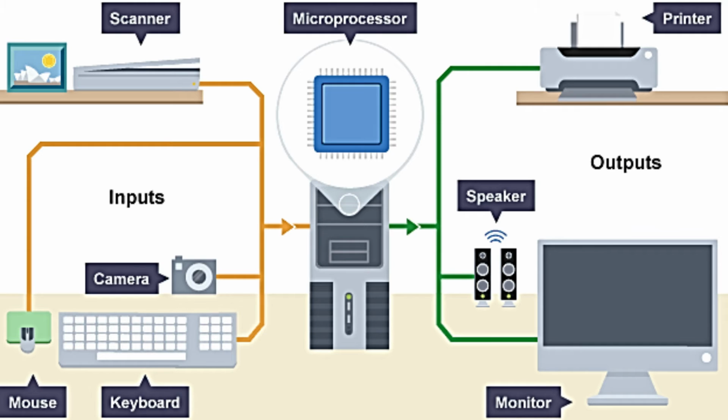This image shows how data and information is processed in a personal computer. We have the input devices, such as the mouse, the keyboard, and the camera, which bring in data. This data is then taken to the CPU, where we can see the microprocessor, and processed. Afterwards, it is outputted by the monitor, the speaker, or the printer.